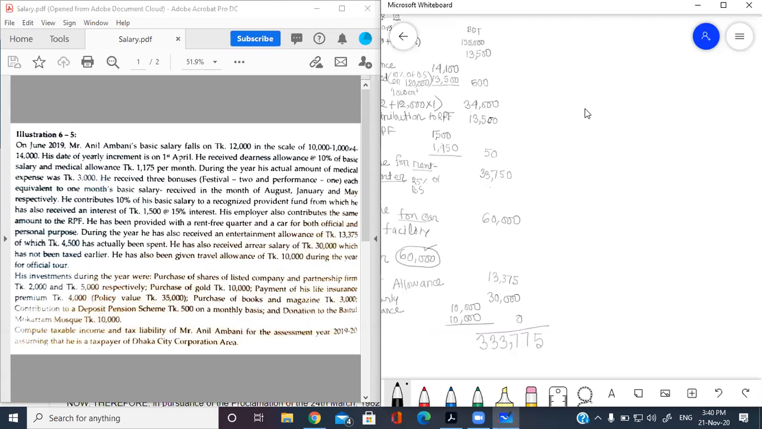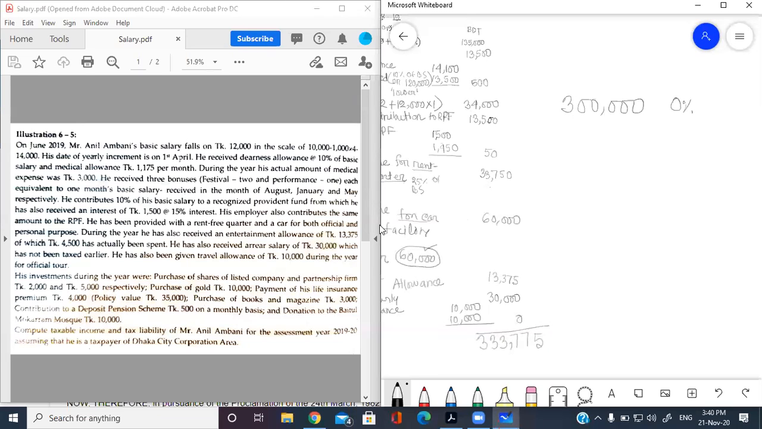for male, as Mr. Anil Ambani is a male, we are assuming that Mr. Anil Ambani is a male, as other information supports that. So for male, tax exempted is how much in our country? For the first 3 lakh, 300,000.